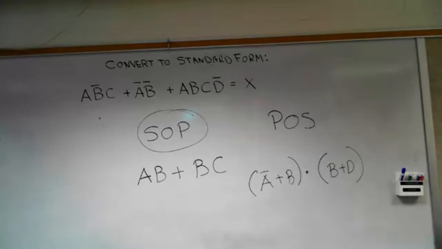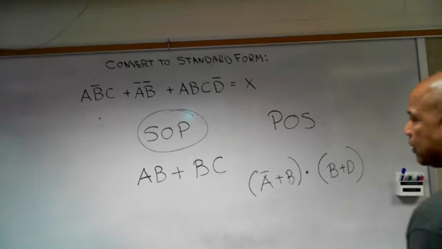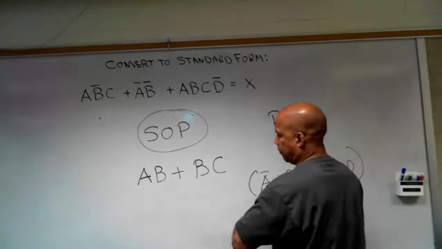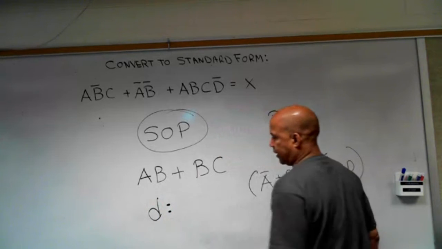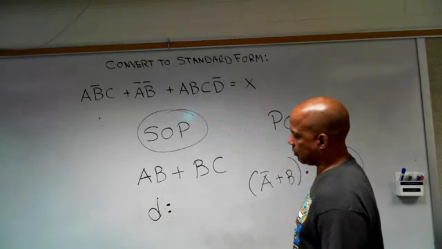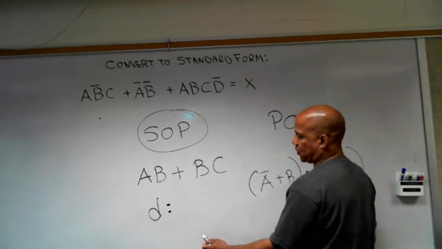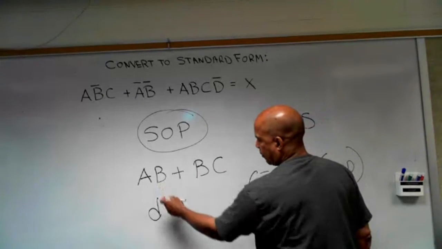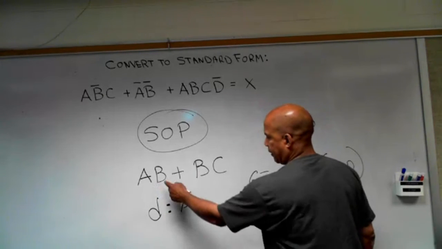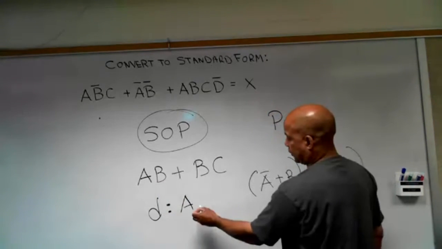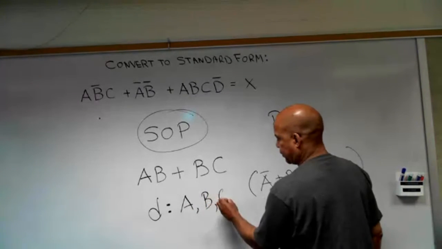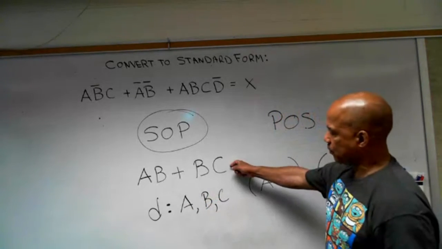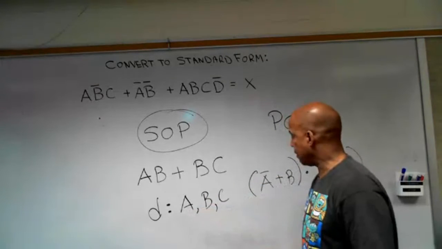So if I go back to the board again, like for this one, the domain would be just a list of literals. I usually write a D and then a colon to represent domain, and then you just list them with commas. So in this term I have an A. In this term I have a B. Of course, you just list it once. Then I have a C. So the domain of this expression is A, B, C.